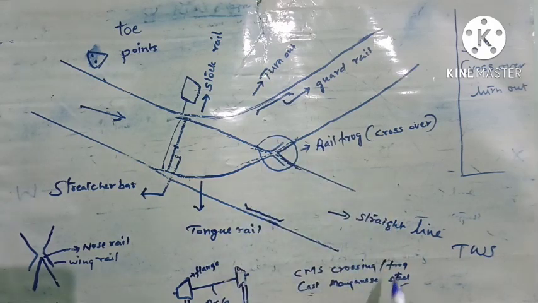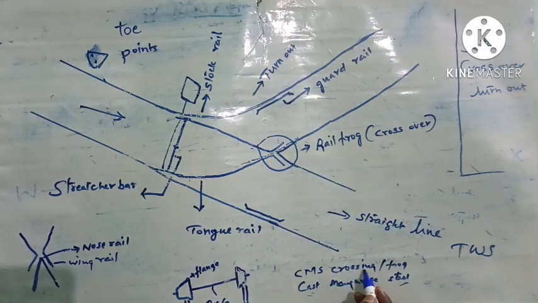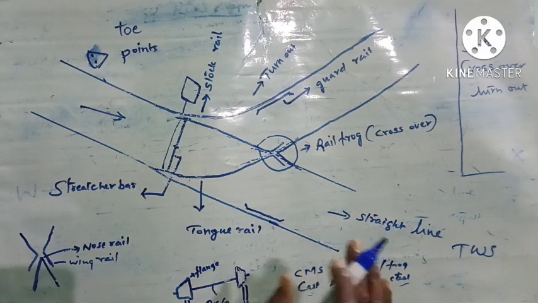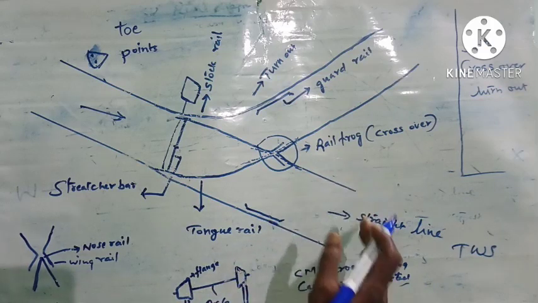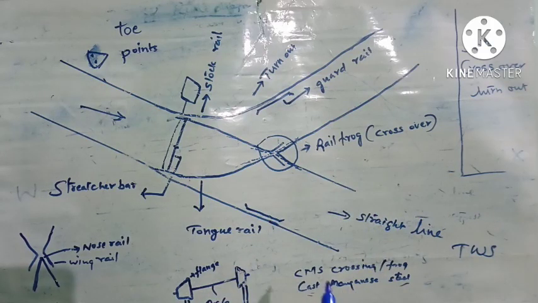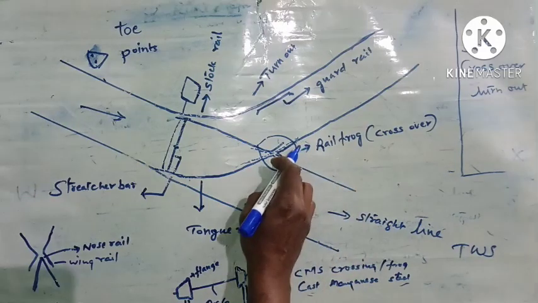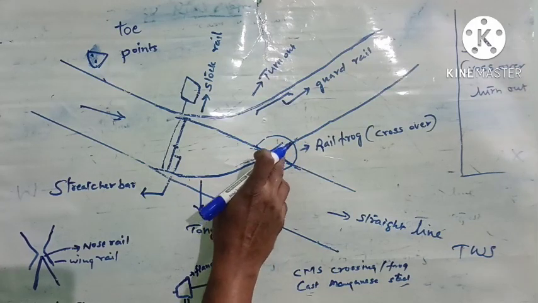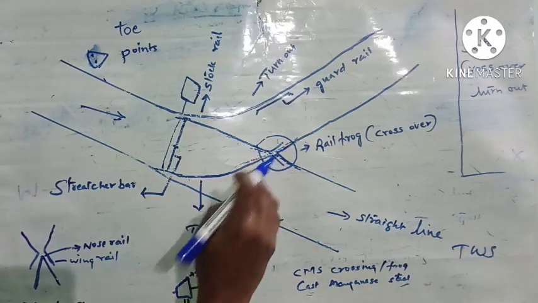To prevent the wearing out of this nose rail, a CMS crossing or frog is used. Manganese steel is steel having manganese content. You know stainless steel. Stainless steel has its glitter because of the presence of chromium in it. In the same way, the presence of manganese in the steel in a particular quantity will harden the steel. Such hardened steel is used for this rail frog, so that the wearing out of this nose will be reduced.